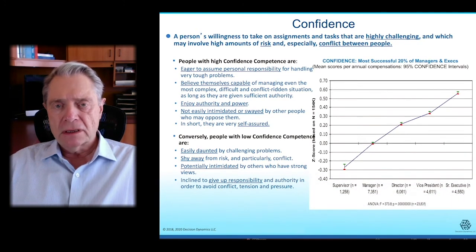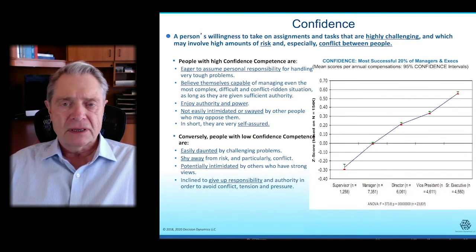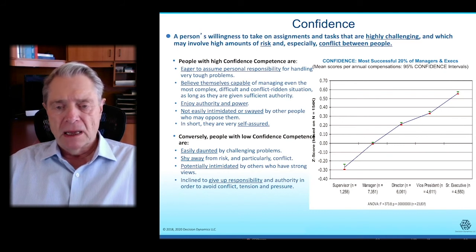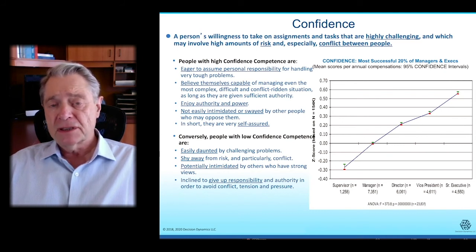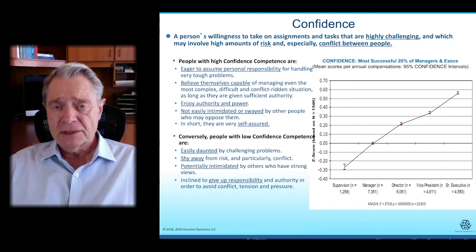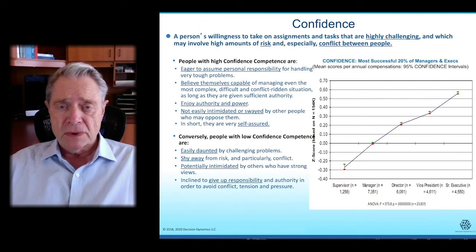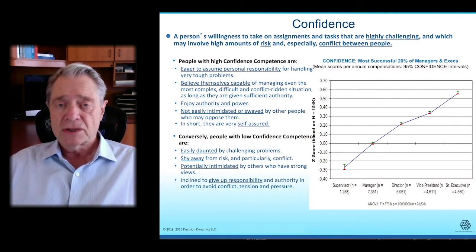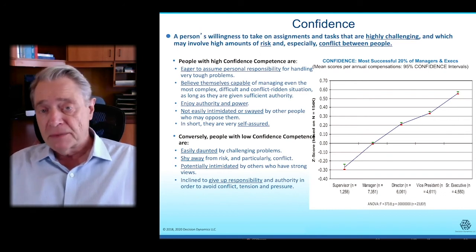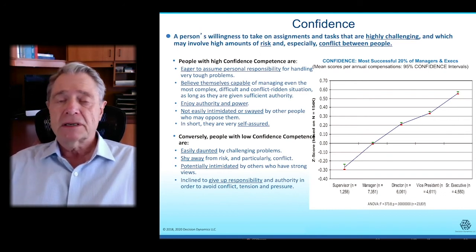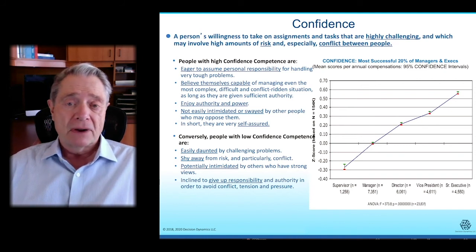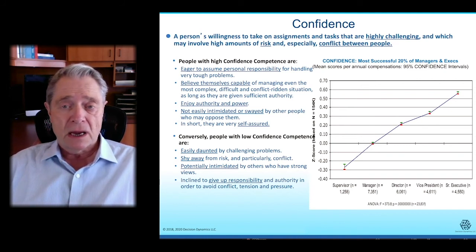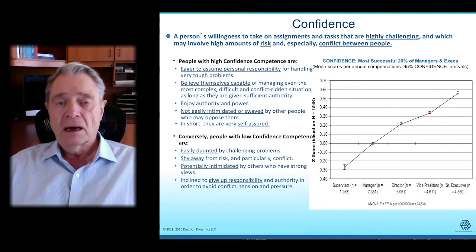Here, I'm showing the scores on confidence for the most successful people at each of the 5 levels of management. And this is a very steep climb. This goes up quite dramatically from first level supervisory management on up to the C-suite, as you can see. That probably reflects the fact that situations you must deal with as you climb the executive ladder become increasingly complex and also have a higher potential to involve tensions and conflicts between and among other people.